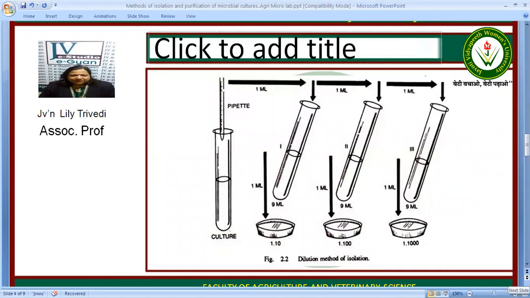Then we have the dilution method also. This we use for the spread plate and streaking, in which we are using diluted samples. So we take 1 ml of the sample and add it to a tube containing 9 ml of sterilized distilled water. From this we take a further 1 ml and pour it in a test tube containing 9 ml of sterilized distilled water. So the dilution becomes 1:10, 1:100 and 1:1000.